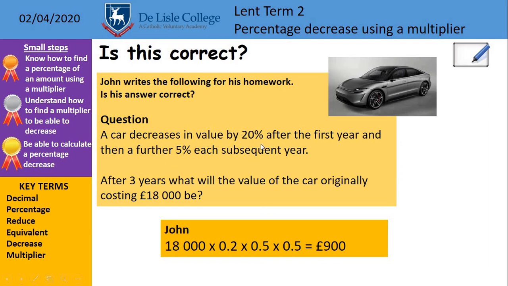If he decreases by 20%, that means he does 100% subtract 20%, which is 80%. So here he should have multiplied by 0.8. Then if he wants to decrease by 5%, that's 100% subtract 5%, which is 95%. So he should have multiplied by a multiplier of 0.95 here. So we should have done 18,000 multiplied by 0.8, multiplied by 0.95, then a further 0.95 for another 5% reduction. So he should have got £12,996.